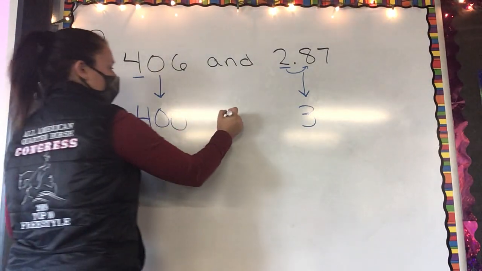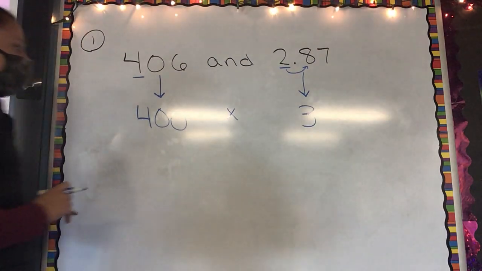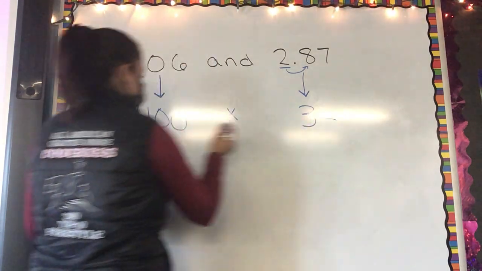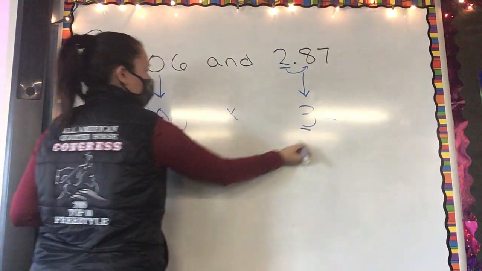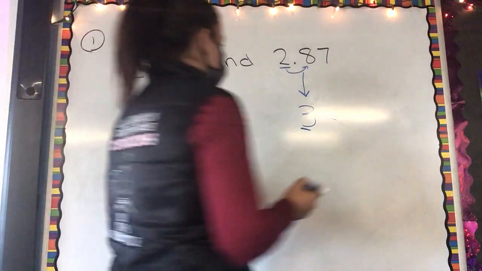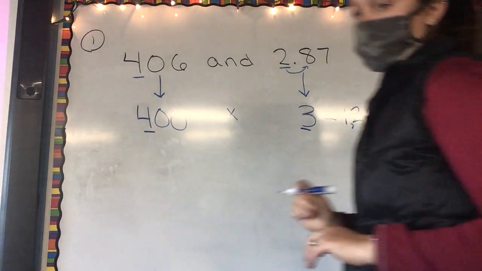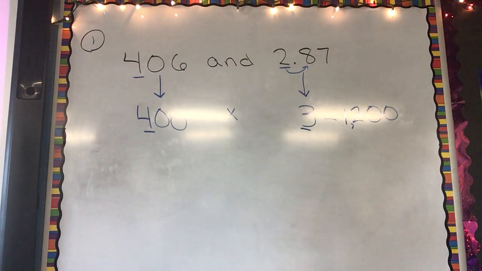So to find my product here, these two factors, 400 times 3, which is mental math, right? Because I can do 4 times 3, and then how many zeros? 2. Done. If I have it up here, make sure you have it in your math notebook. All right, number 2.